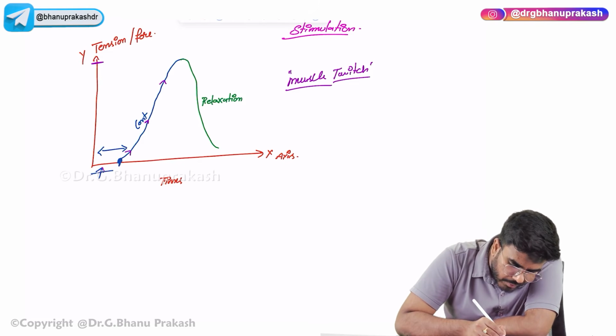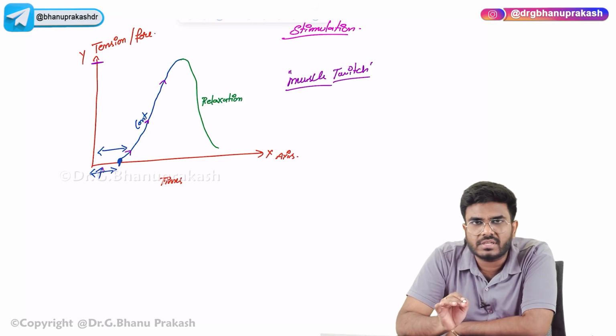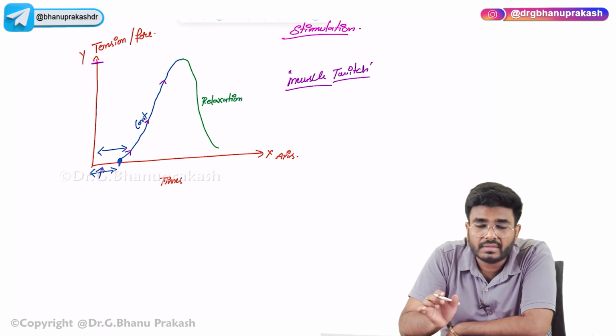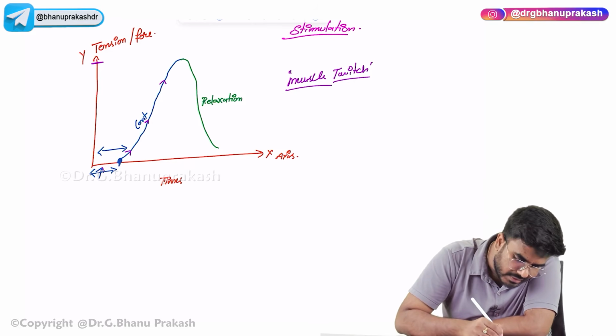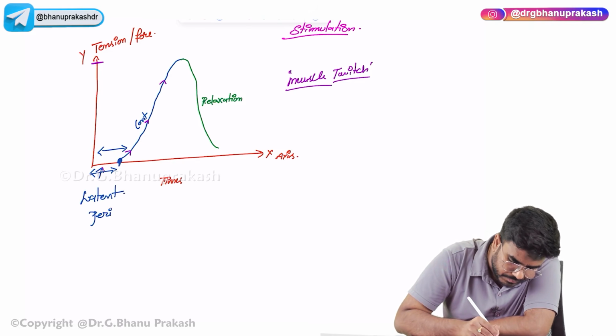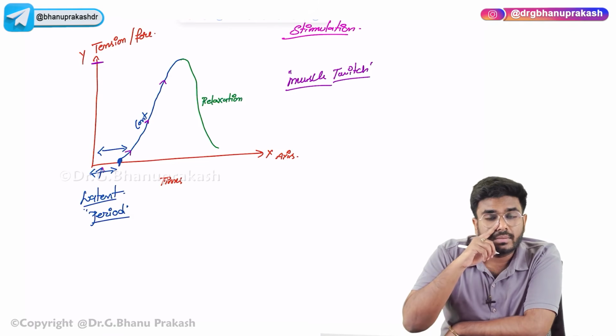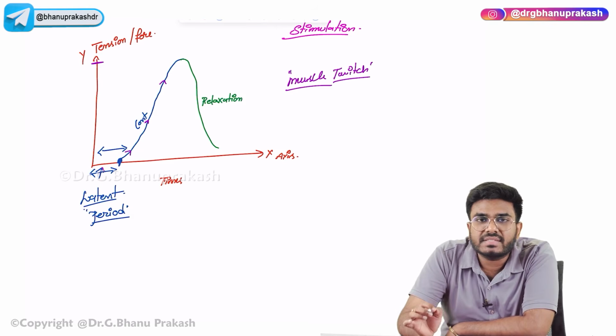So what is happening during this time? During this time there is no muscle contraction. You have stimulated, but nothing is happening. So this period is called the latent period, or latency period. Now, during this latency period, what exactly is happening?